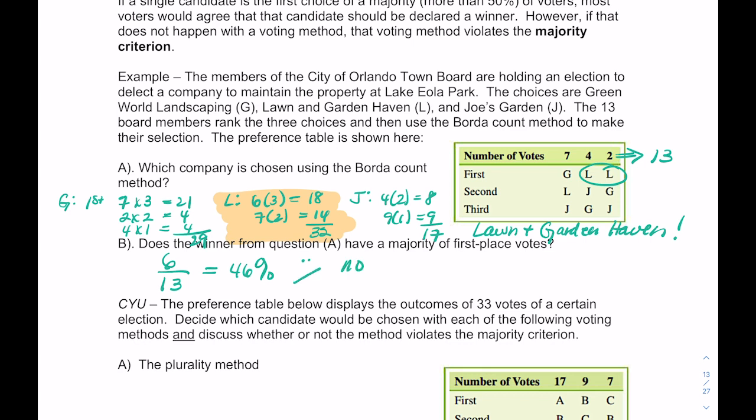In fact, if you look, Green World Landscaping has the majority of the votes, because they've got 7 out of the 13. I know that that's more than 50%. 7 divided by 13 is 54%.